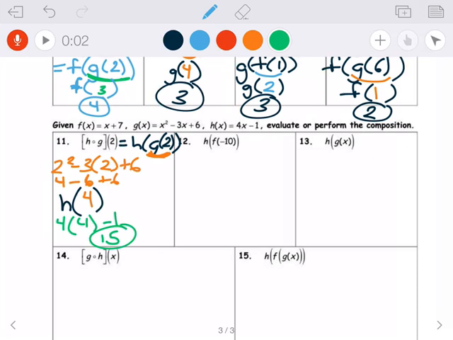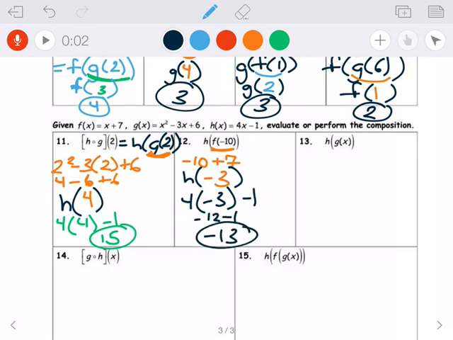Moving on to number 12. Work from the inside out, so I'm going to go to function f, replace every x with negative 10. So I'm going to have negative 10 plus 7, because right here is f of x. Negative 10 plus 7 is negative 3. Now I'm going to take that to the outside function h. So in function h, I'm going to replace every x with a negative 3. So 4 times negative 3 is negative 12, minus 1, negative 13 as my final answer there.